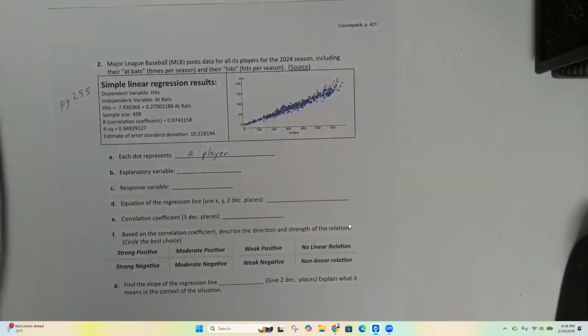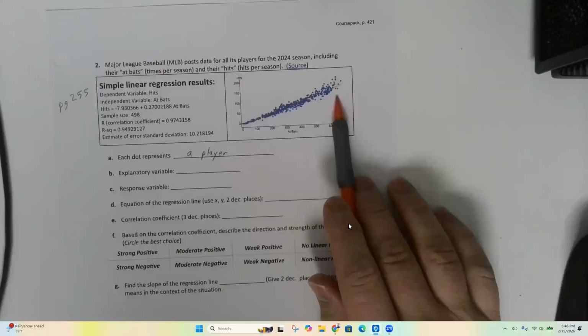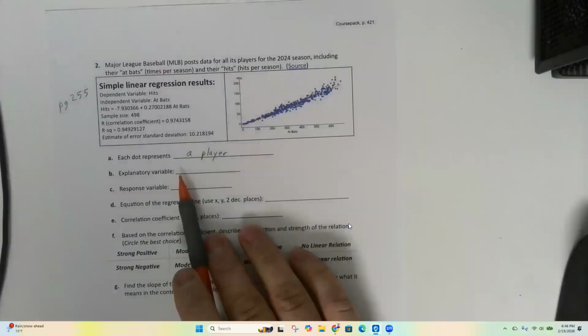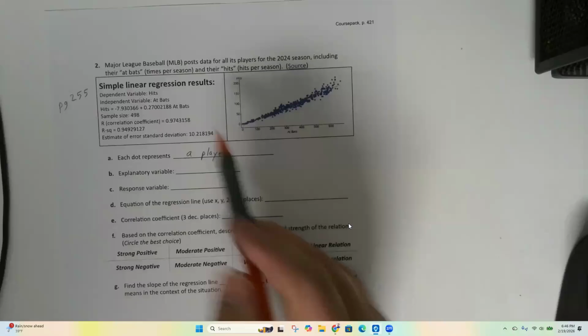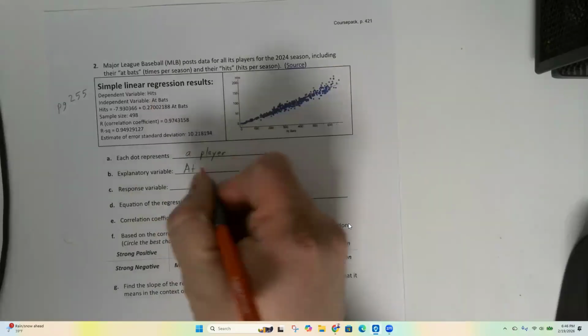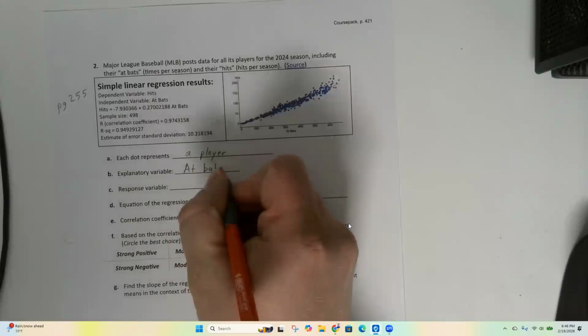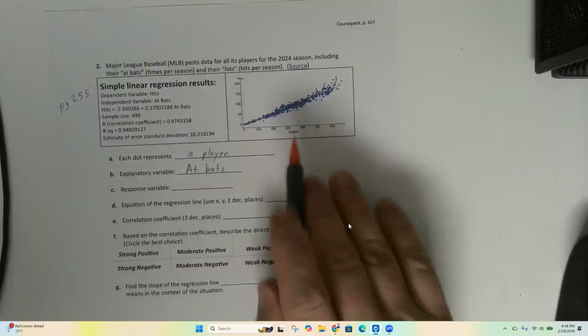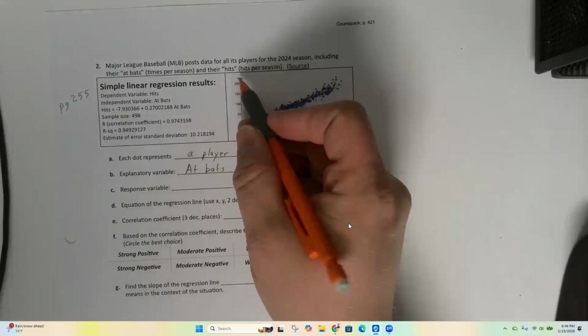Okay. And so you could graph that with the scatter plot here. Explanatory variable, that's our x-axis. So that's the independent variable, at-bats, right? We can see that here, at-bats. Y-axis is our response variable, so hits.